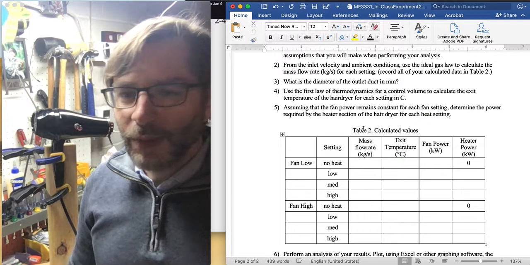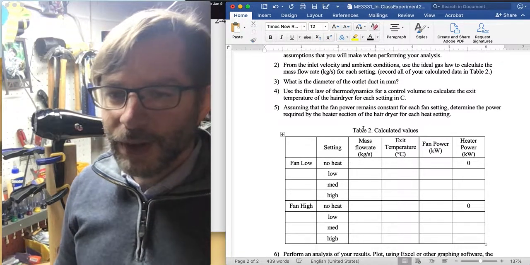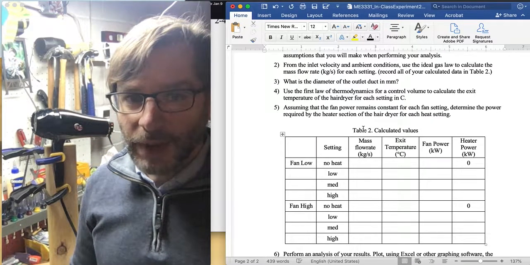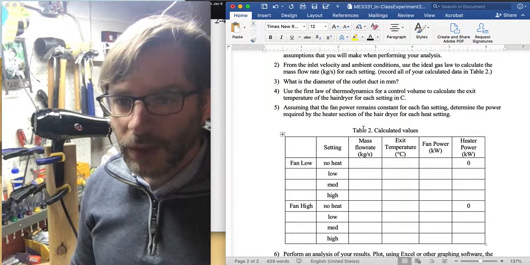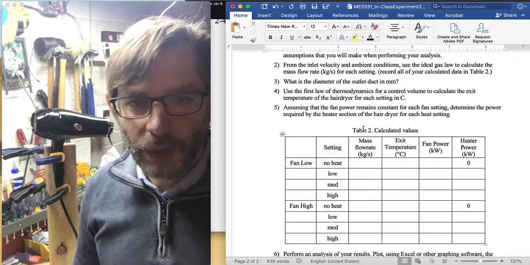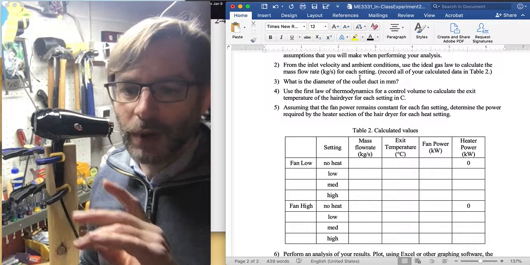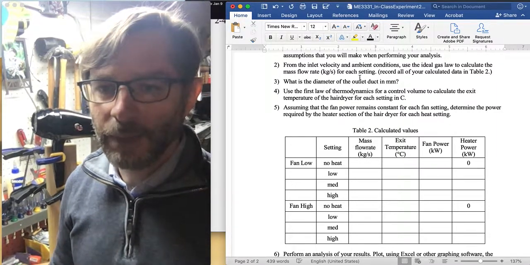Okay, so I could tell you what the outlet diameter of the hairdryer is, but I'd like you to use your average data to determine what the diameter of the outlet duct is, using all the things that you know. The next thing is, when you're doing this, make sure you think about the average. You don't need to use the one value.